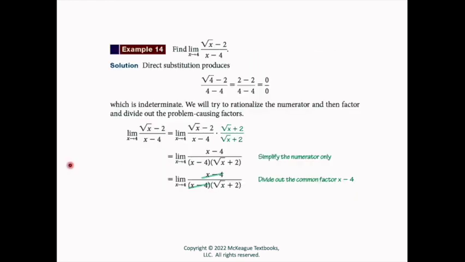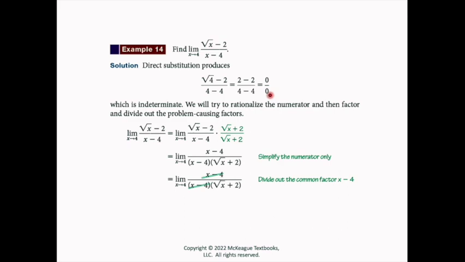Example 14 is another case of a removable discontinuity, but this is an example that involves radicals. For this example, we want to find the limit as x approaches 4 of the function square root of x minus 2 divided by x minus 4. If I use direct substitution, I'm going to run into this problem of 0 over 0 again, so I need to be creative and use some algebra tricks.